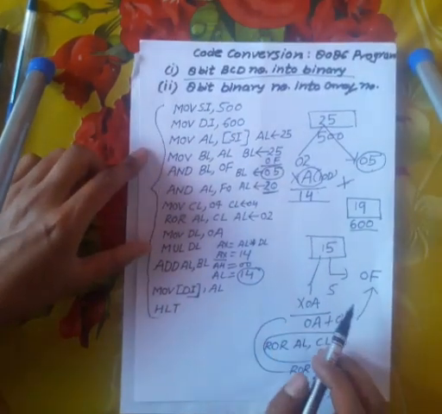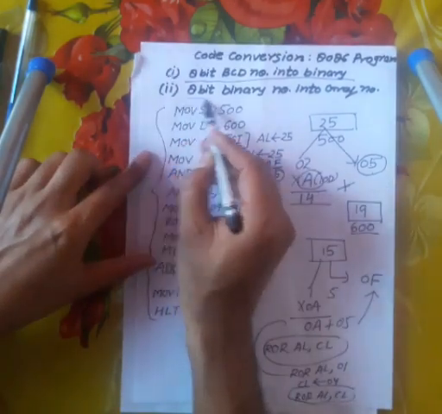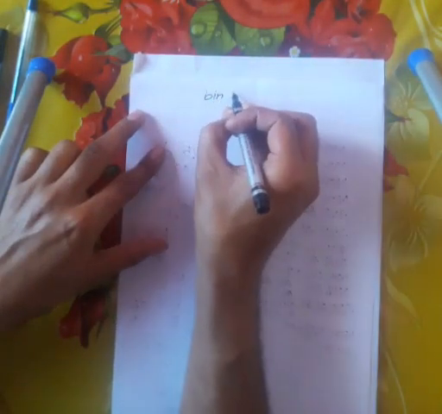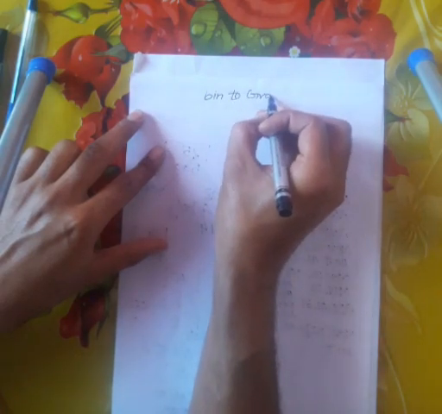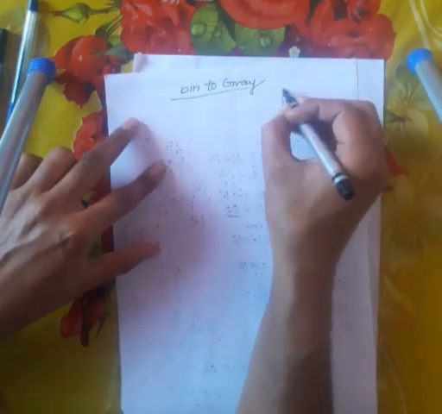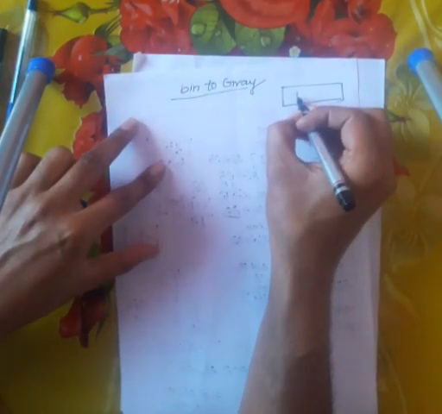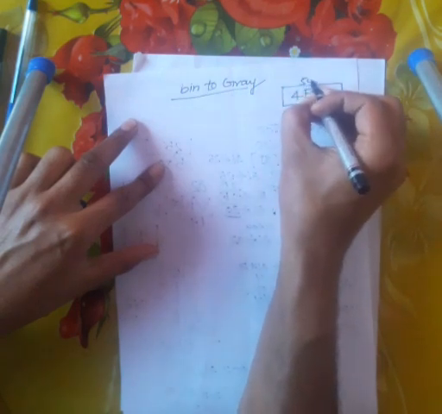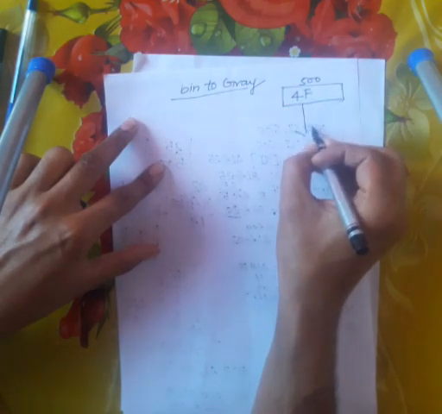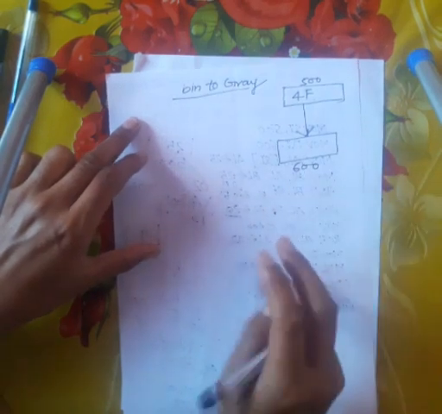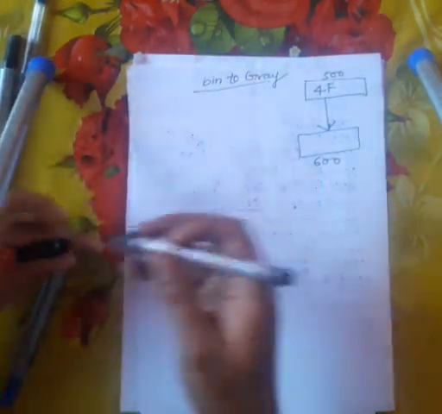Now we will see how to convert an 8-bit binary number into a gray number. Binary to gray. Suppose the value is 4F. It is available in 500 offset. It is the input, and you have to store the result in 600 offset.